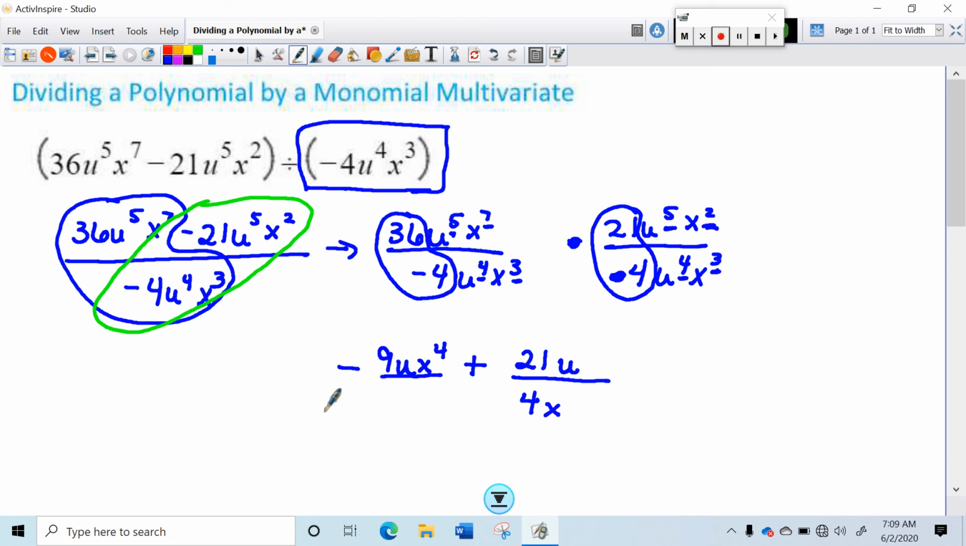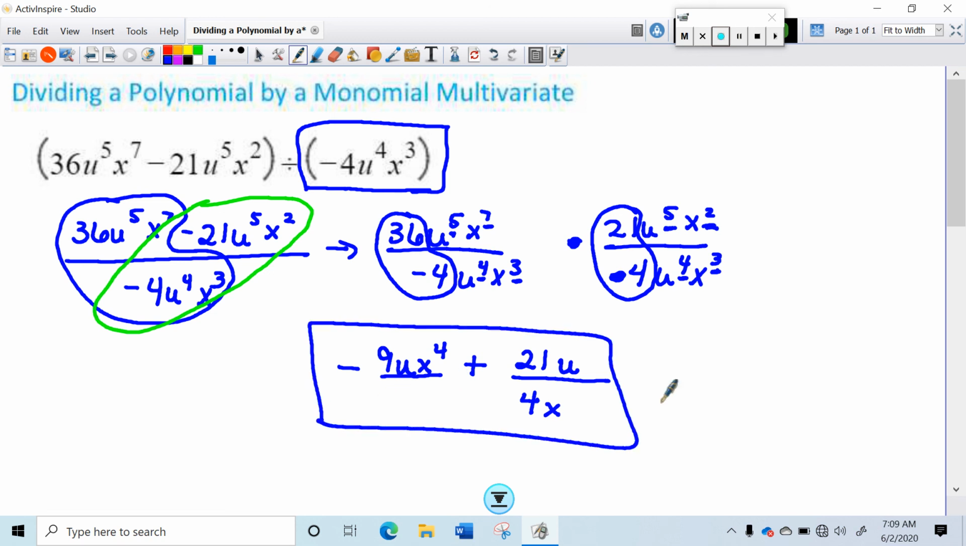So the line doesn't need to be there. That's the answer. Let me go ahead and change that to what it should look like, because you really shouldn't have a line with the first one because it didn't have a denominator. Okay, so right there, that's what the answer is going to look like.